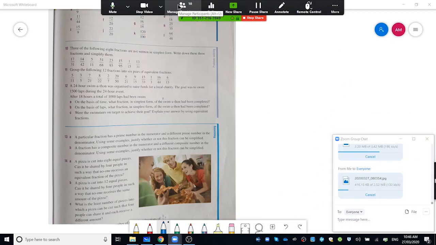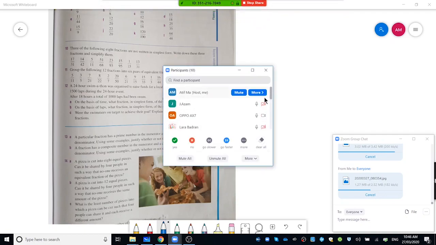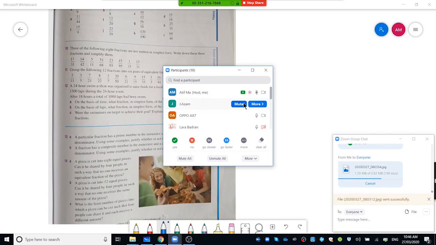I have to see. Yeah, I have to mute some of the participants.